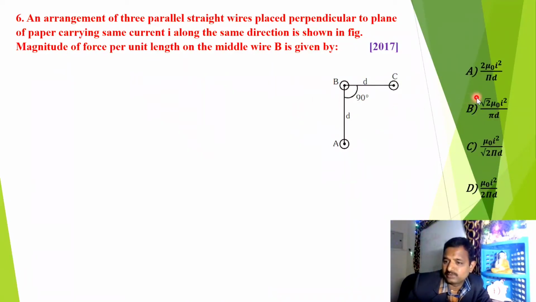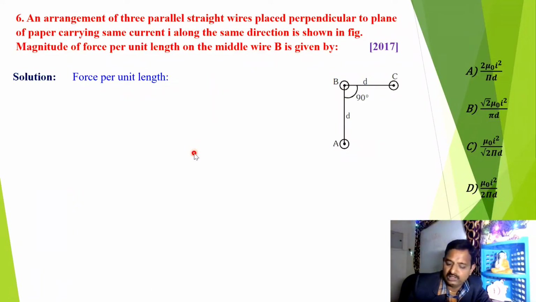Here the options. Option A 2 mu naught I square by pi d. Option B root 2 mu naught I square by pi d. Option C mu naught I square by root 2 pi d. Option D mu naught I square by 2 pi d. Now we will do the solution.